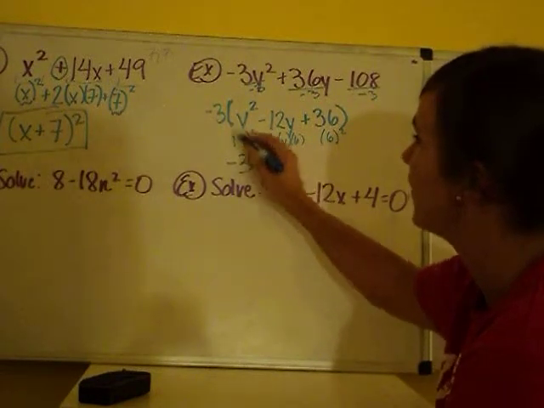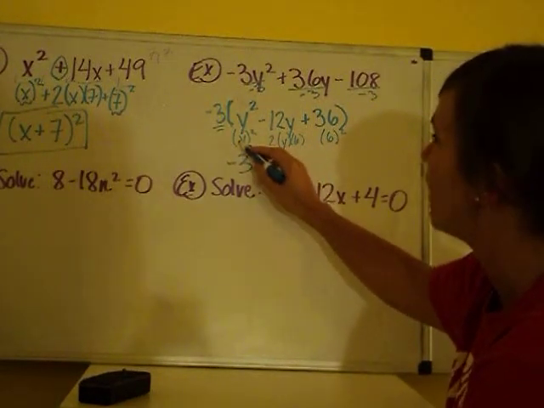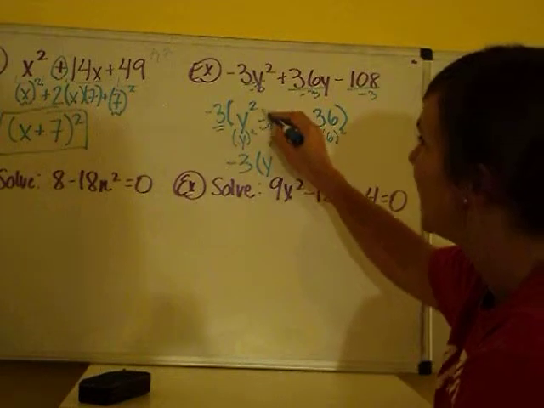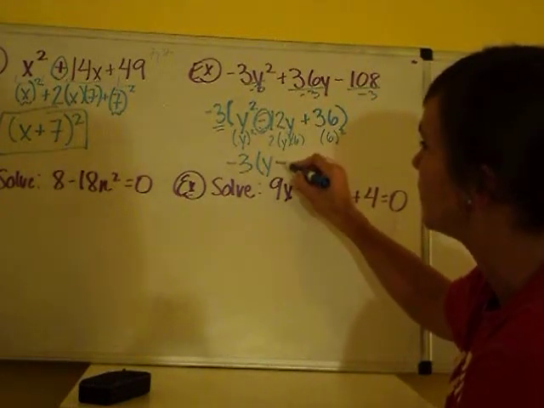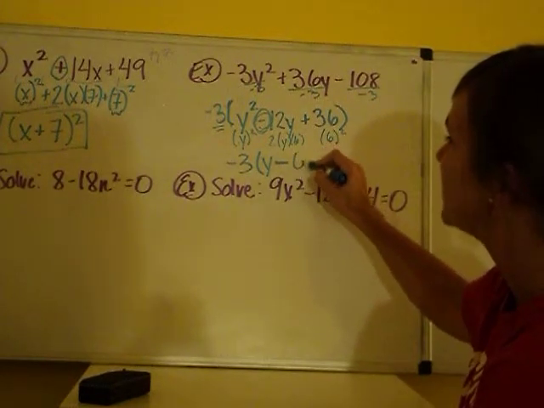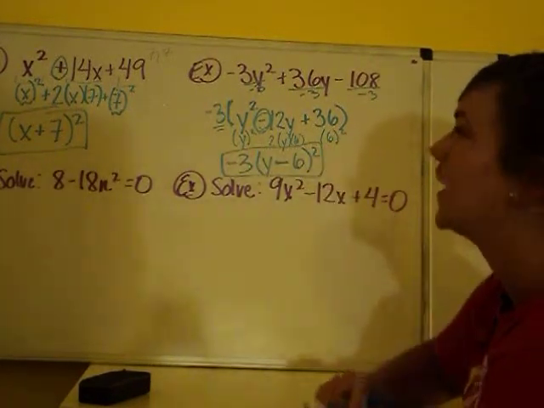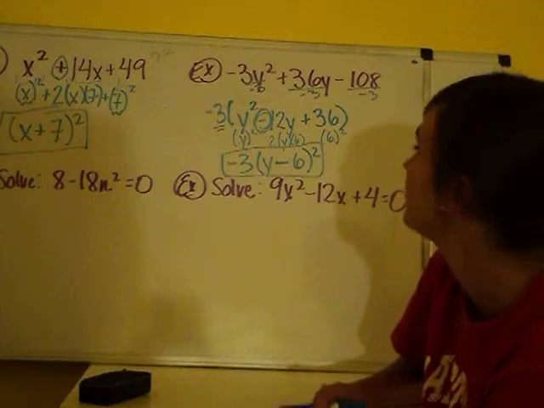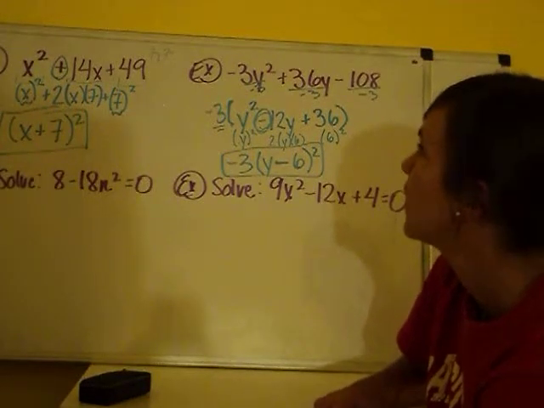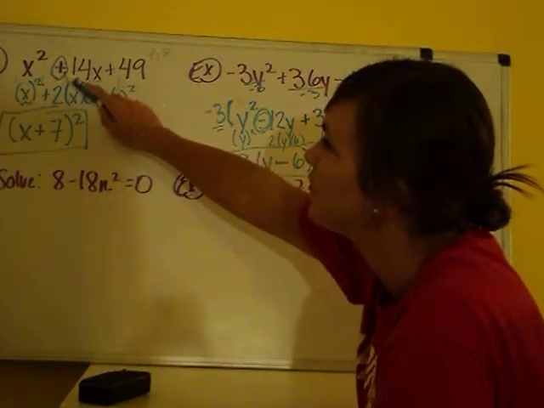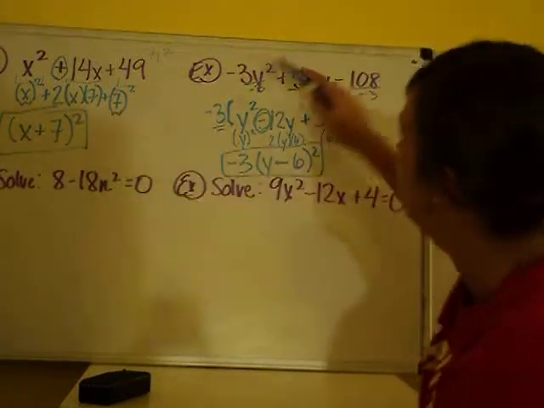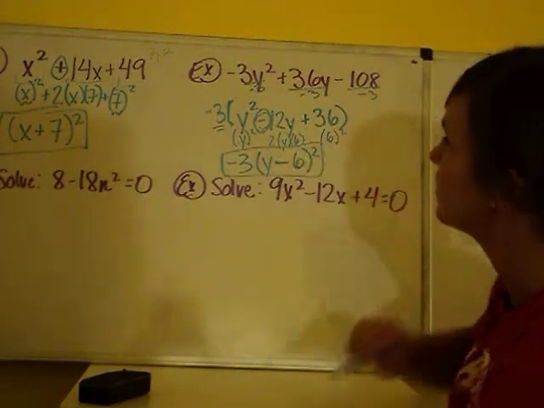I have negative 3 on the outside that needs to stay. But then I have my a minus whatever sign is right here goes in this parentheses, minus 6 squared. And that is your answer. Okay? So, the sign that leads in front of the x is what goes in your parentheses. This was a minus, this is a minus.